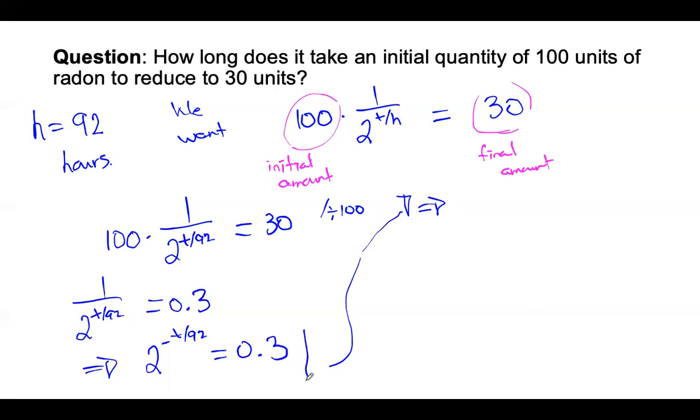Now we could take the log of both sides, because we're talking about logs, so we can relate it to something we know. Since it's 2 to the exponent of something, let's take the log, say base 10, of both sides. So the log of 2 to this exponent, negative T divided by 92, is equal to the log of 0.3. We can bring this exponent out front.